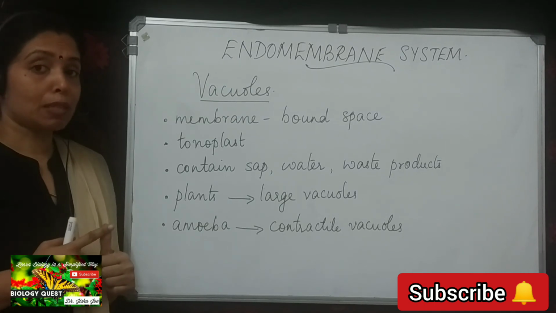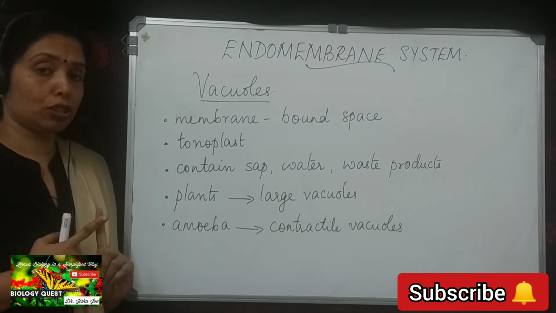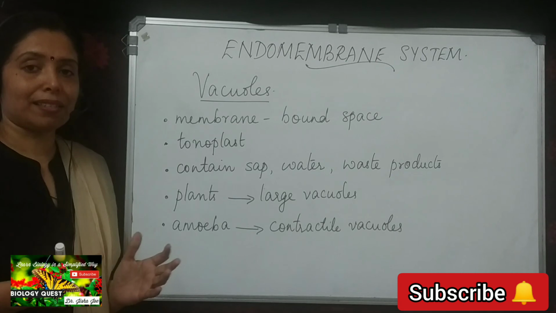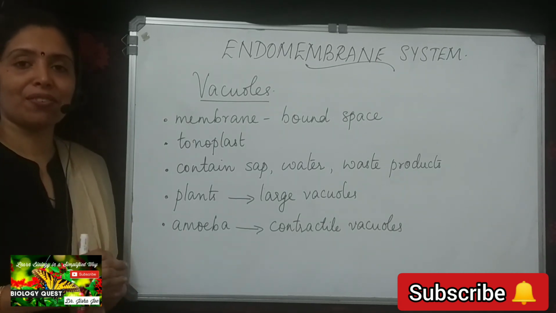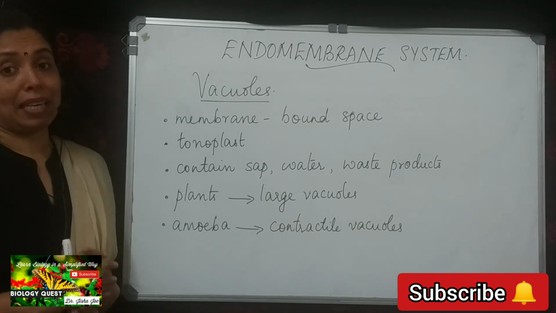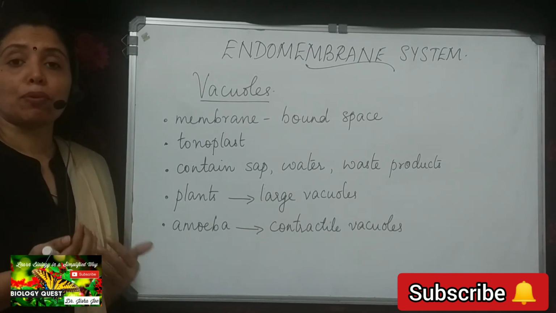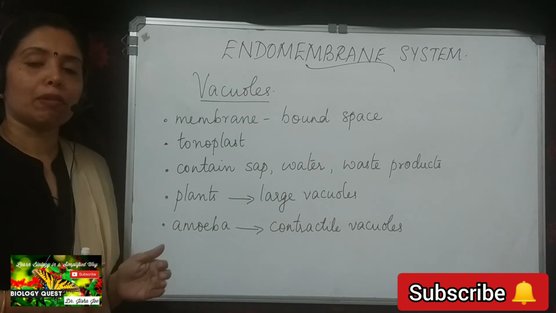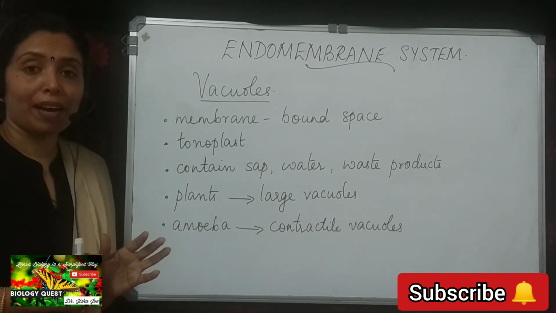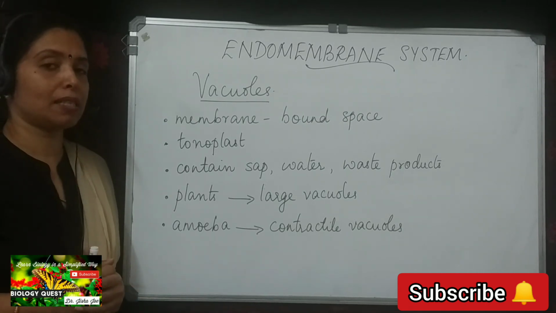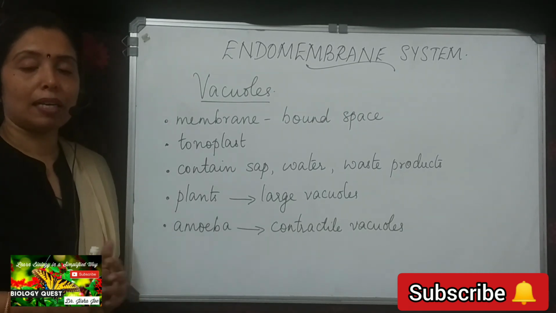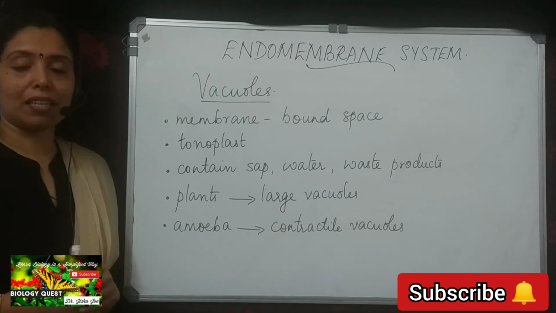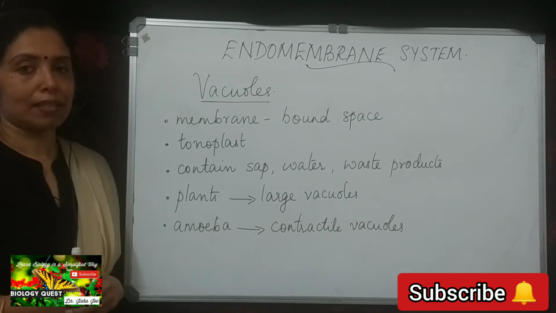So vacuoles are membrane-bound spaces within the cell. The membrane of the vacuole is called the tonoplast. Vacuoles contain sap, water or waste materials. In plant cells, the vacuoles are large, and the concentration of the cell sap is very high, and this facilitates the transport of ions against the concentration gradient. Animal cells have very small vacuoles, or sometimes they are absent. In amoeba and other protistans, contractile vacuoles are present, which help in maintaining the osmotic pressure of the cell.